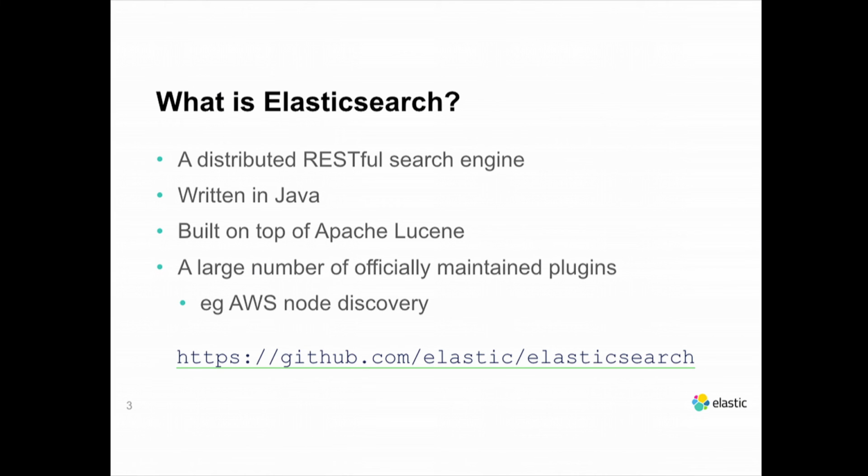And we have a number of plugins that we officially maintain, a pluggable architecture so that other people can plug in their custom things, for example, for node discovery. So how do nodes find each other? They want to find each other in AWS or Azure or Google Cloud, or Google Compute Engine, excuse me. You can find the code there on GitHub.